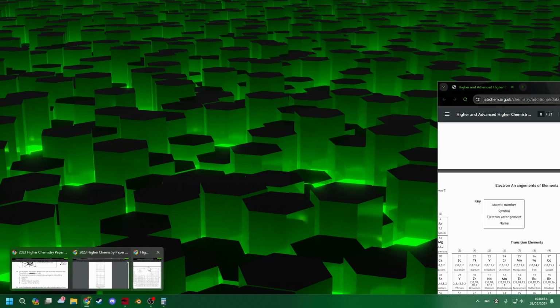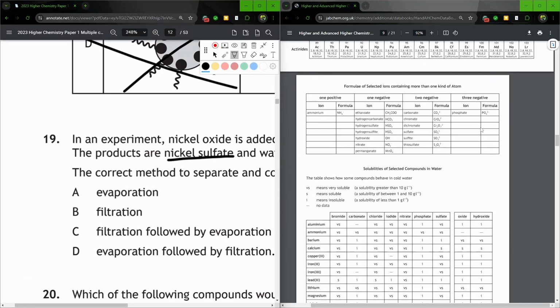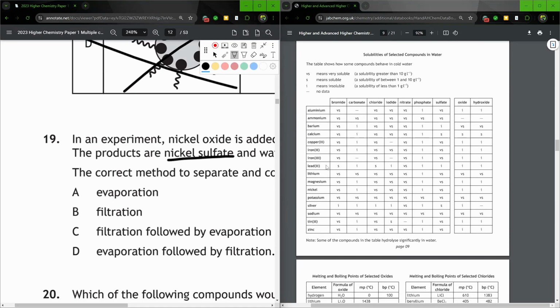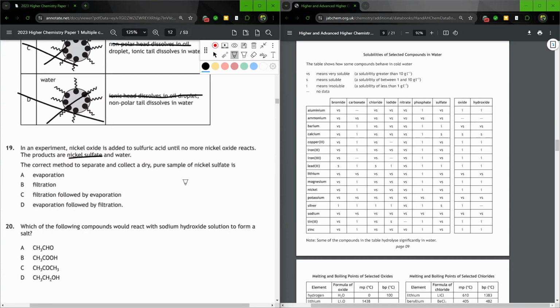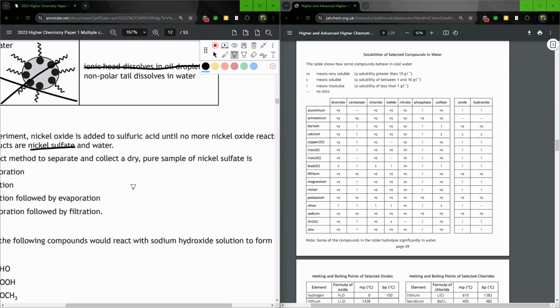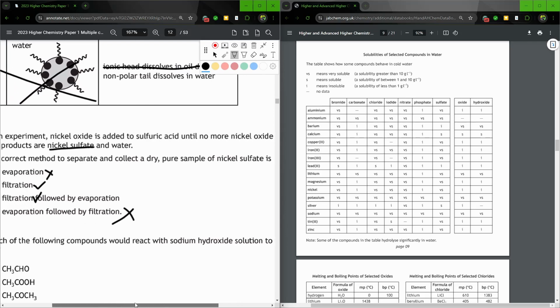The way I'm going to do this is pull up our data book and go to my favorite page, actually. Oh, you're going to be so excited with this. It is this table here. Wow, beautiful. So let's look at nickel oxide on this table. Nickel oxide is insoluble in water, which means it's going to be a precipitate. It's going to sit around in the water produced. So that means we're going to have to filtrate it first. So already we can't just evaporate it. We have to filtrate it first to get rid of the excess nickel oxide that's still in the solution.